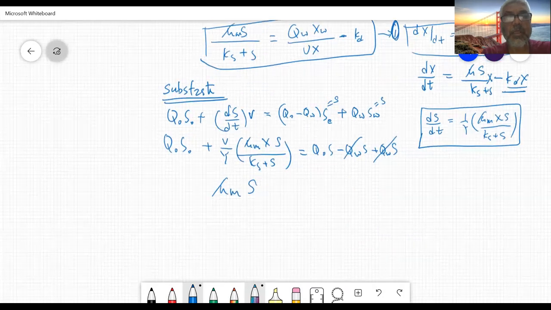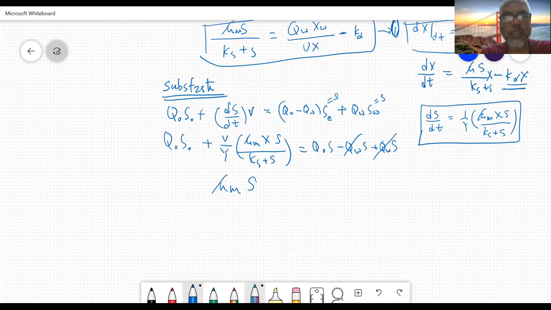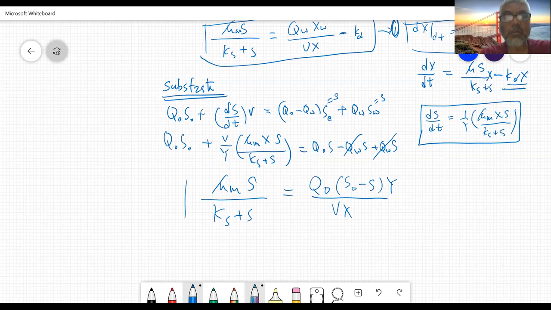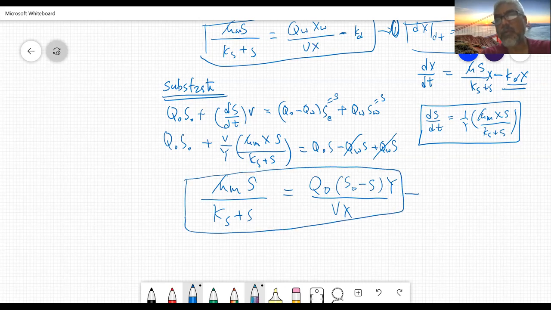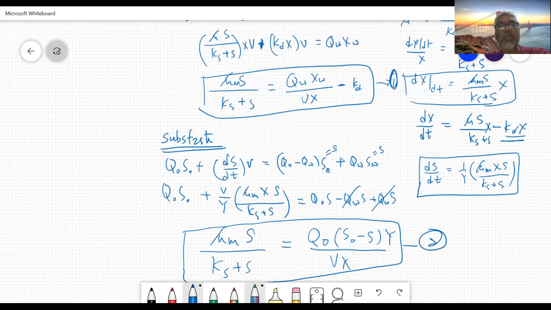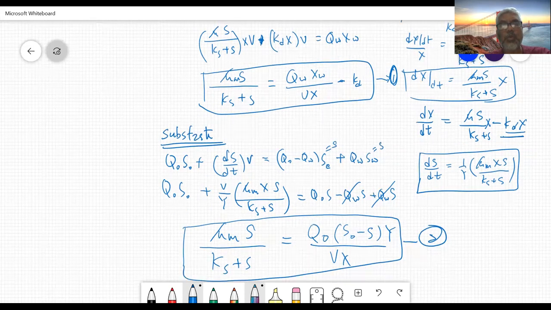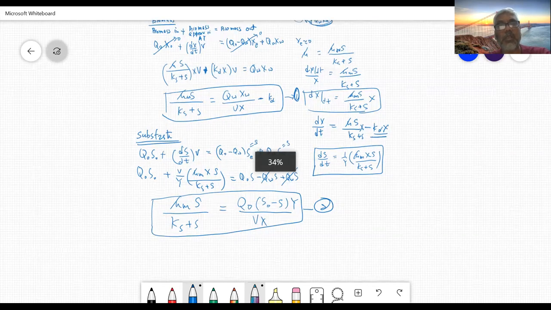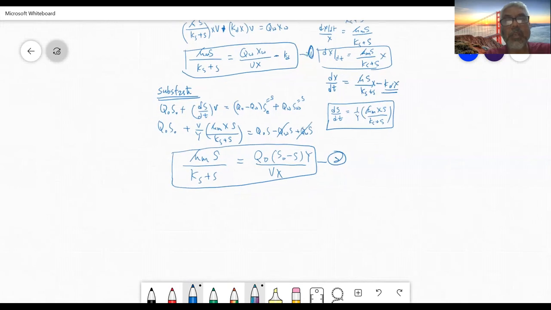So I write here mu m X S over Ks plus S is equal to, I will take this Q S to the other side and take Q naught common, Q naught S naught minus S over V X and Y. So this is equation number 2. So if you consider equation number 1, which is this one, and equation number 2, which is here, the right and left hand side is the same. So we can equate both of them, you can see here, and then we can write like this.